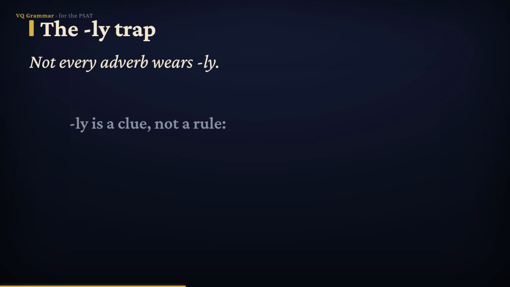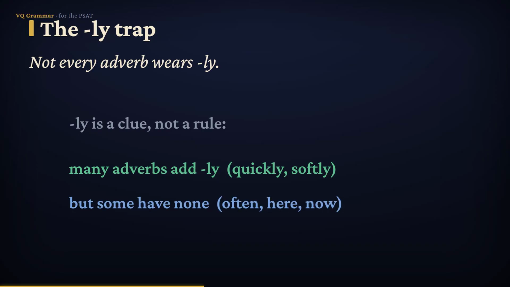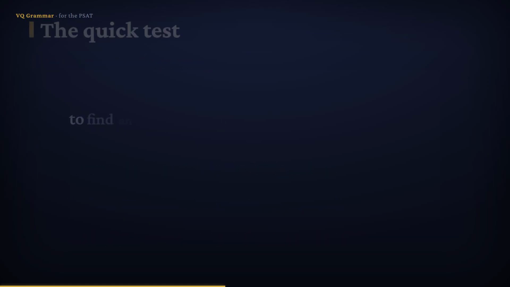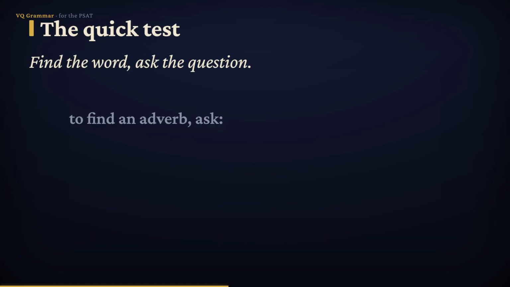One warning before we practice. Many adverbs end in ly, like quickly and softly. So ly is a helpful clue. But it is only a clue, never a rule. Plenty of common adverbs have no ly at all. Often, soon, fast, here, and now. And a few ly words, like lonely, are actually adjectives. So don't trust the ending. Ask the question instead.